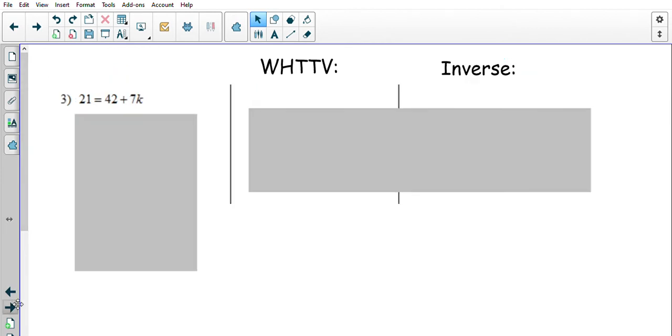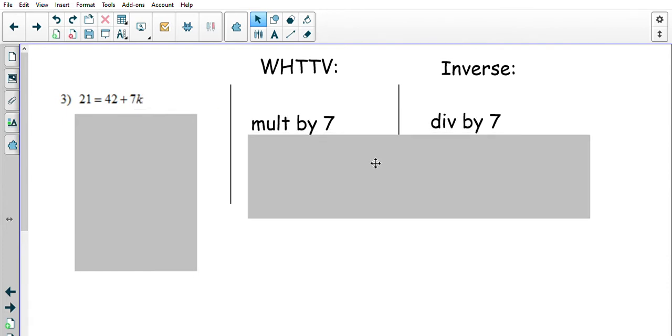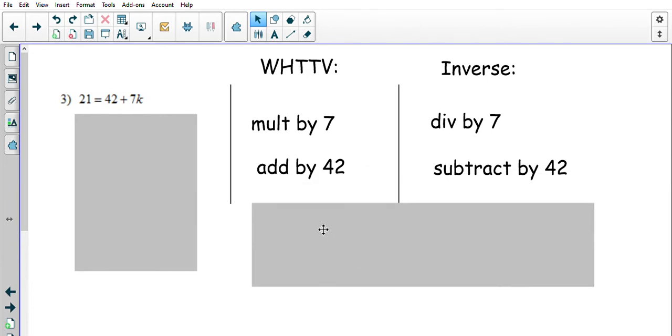All right, let's move on to number 3. So this one's kind of backwards the way it's written. 21 equals 42 plus 7k. The first thing that's happening to the variable is that we are multiplying by 7. So the variable is k, we're multiplying by 7. The inverse of that is to divide by 7, and we'll do that in a few moments. After we multiply by 7, we're adding 42, and the inverse of that is to subtract 42.